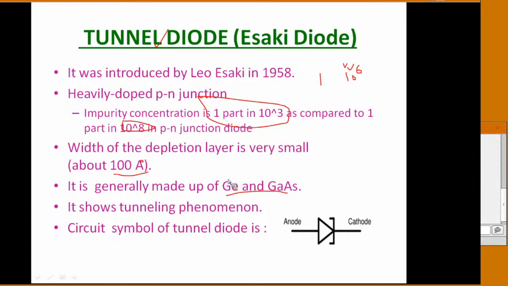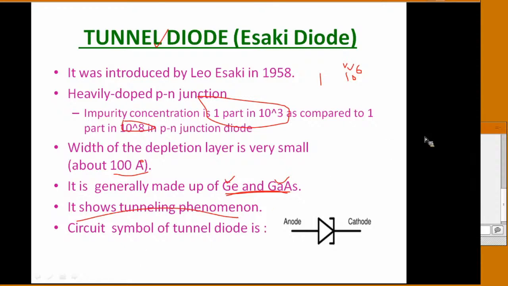Remember the material: tunnel diodes are not made of silicon. They are made of either germanium or gallium arsenide, which is a compound material. These two materials are used for tunnel diode fabrication. Now it shows the tunneling phenomenon.